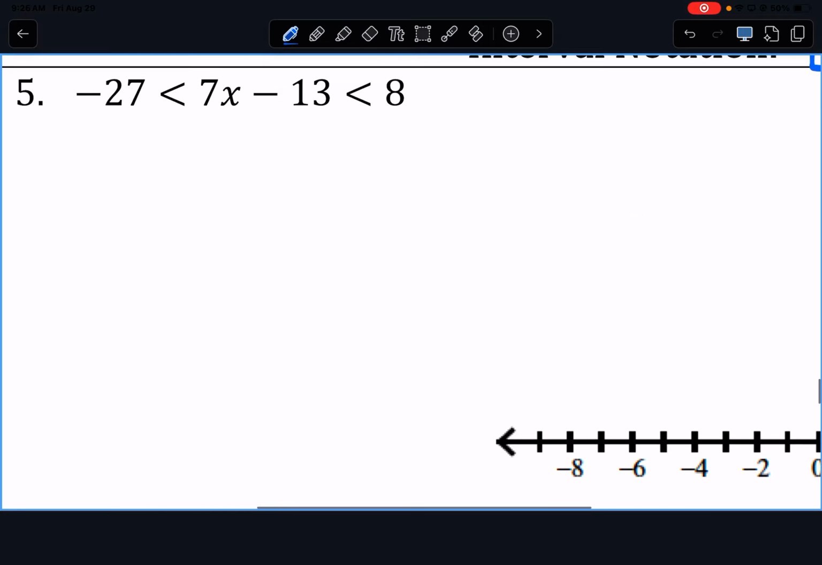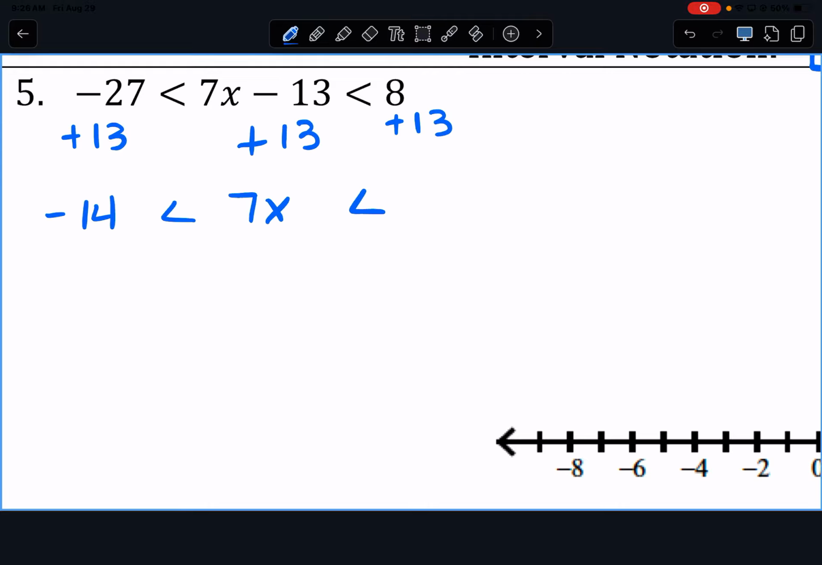Okay, for number 5, how do I go about solving this one? 13 to both sides. So I'm going to add 13 everywhere. If you need to split it up, split it up. Now from here, we get negative 27 plus 13. What is that? Negative 14. So we get negative 14 is less than 7x is less than 8 plus 13. 21.